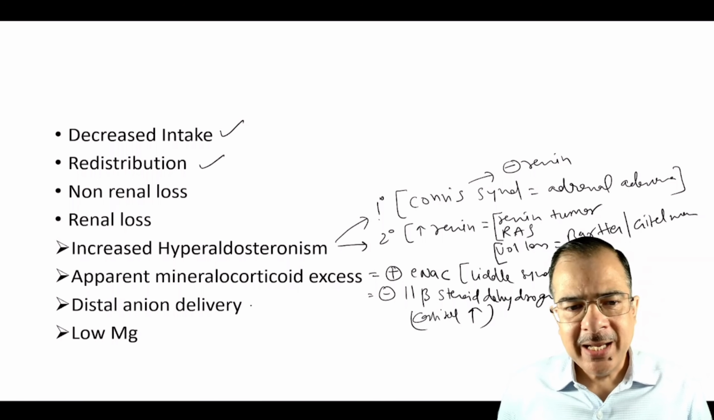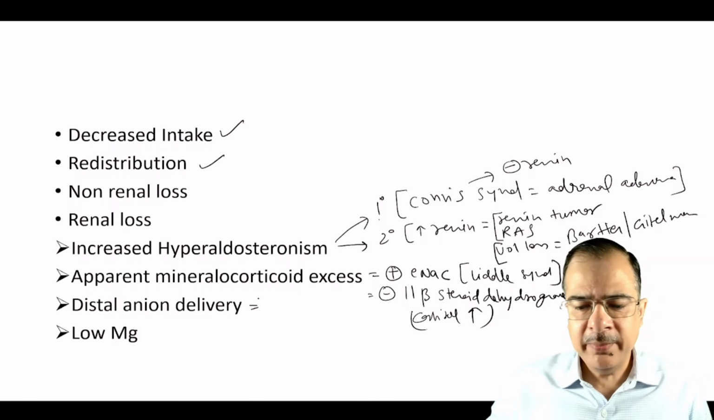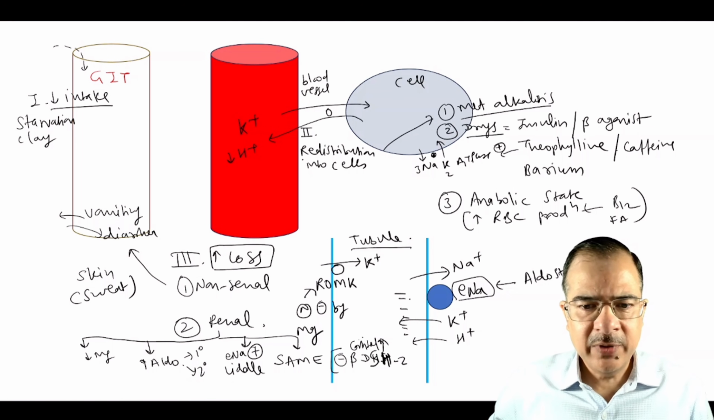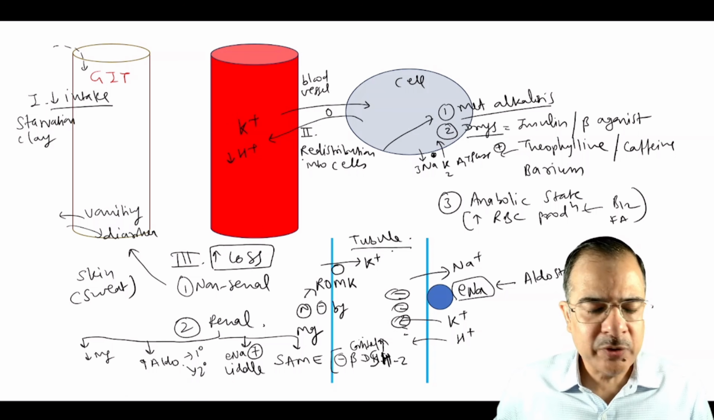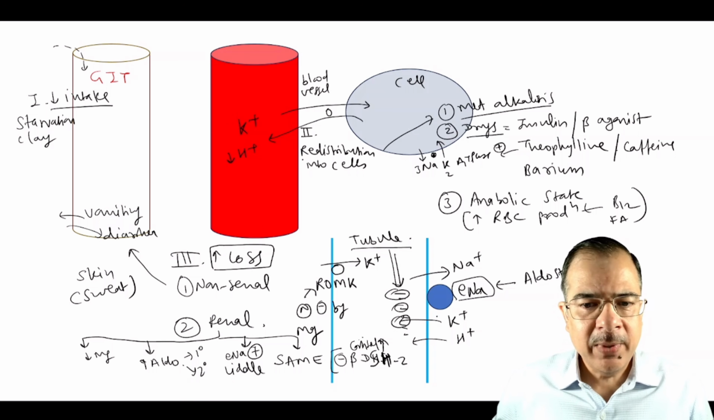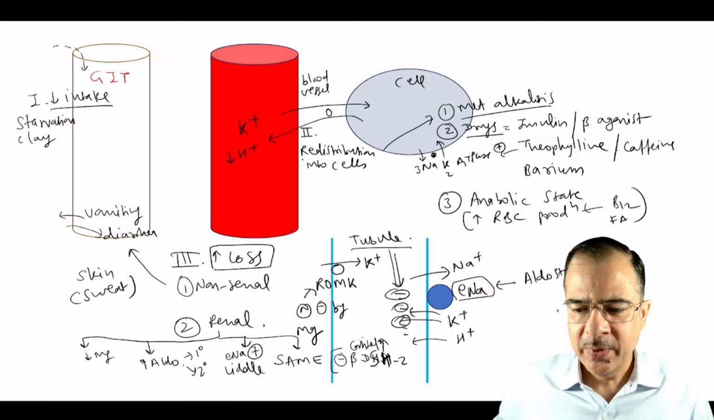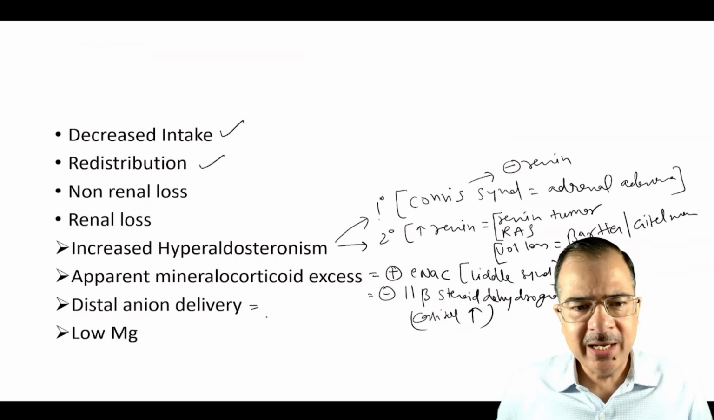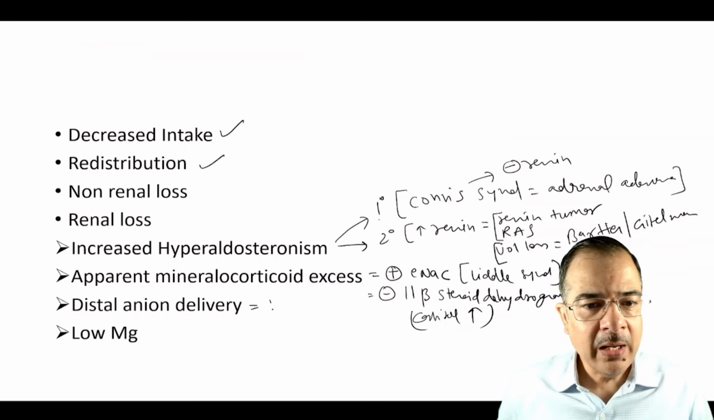Now it could be distal anion delivery. Distal anion delivery can be like this: if there are more negative charges in the distal part, where are they coming from? They are coming from the glomeruli. So K plus will be released more and more to balance the negative charge inside. This condition, distal anion delivery, can be because of penicillin.